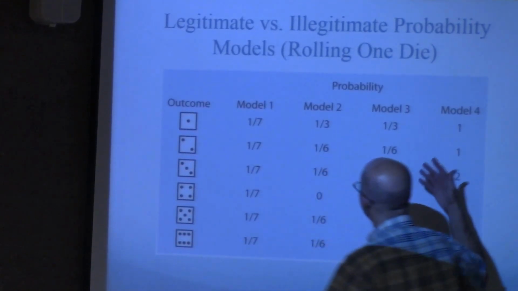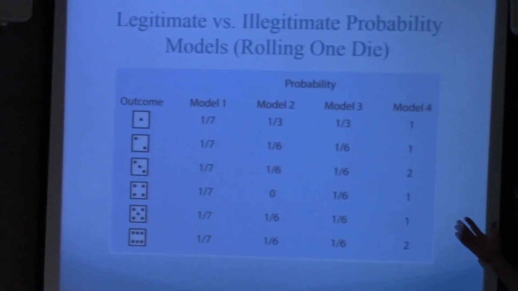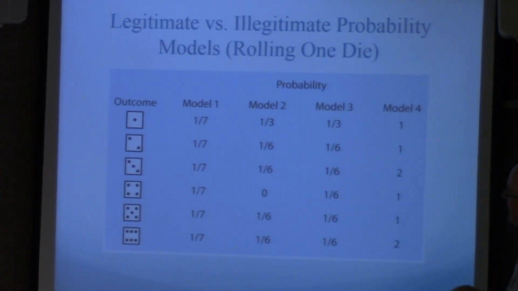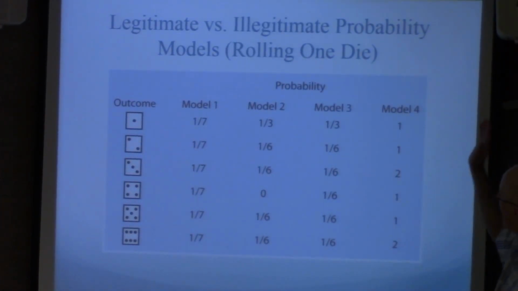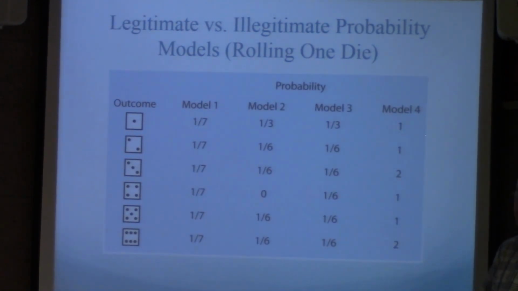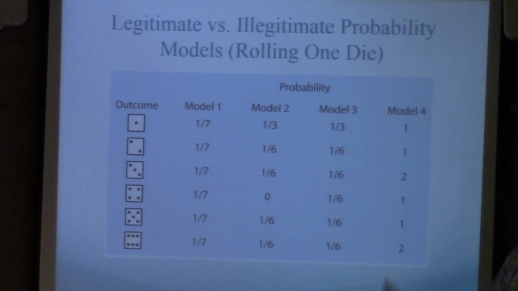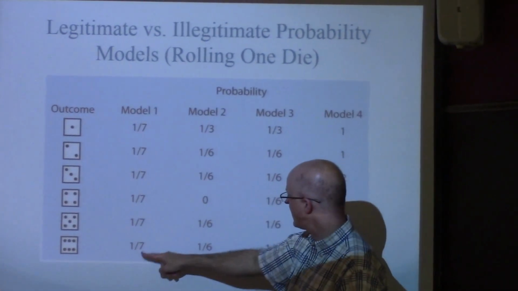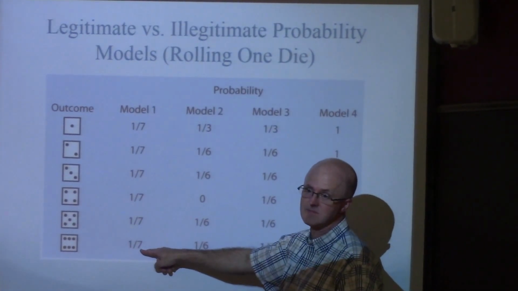Well, first of all, these probabilities are all greater than or equal to 0, none of them are negative, so in that sense they are legitimate. However, they don't all add up to 1. For example, this model, the numbers don't add up to 1, so that's illegitimate. You can't use such a thing as a probability model. These numbers don't add up to 1 either. They add up to 6/7. That's illegitimate.